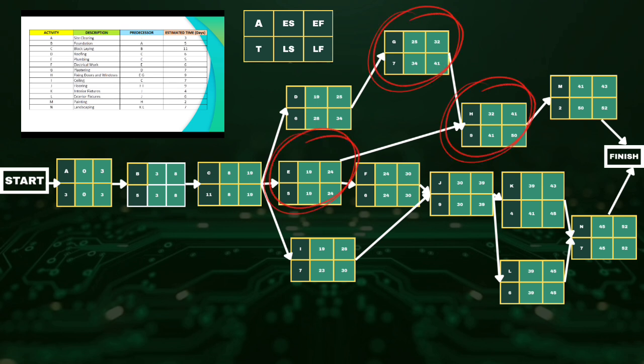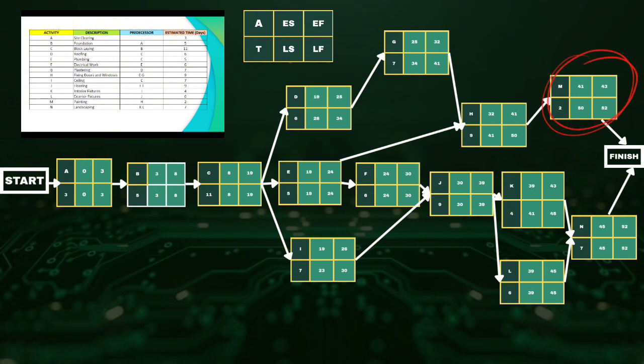Activity H needs activities E and G. Since we're talking about forward pass, we will take the highest number, which is 32. The earliest start for activity H is 32, so 32 plus 9 is 41. For activity M, 41 plus 2 is 43. On the other side, the earliest start for activity J is 30, so 30 plus 9 is 39.